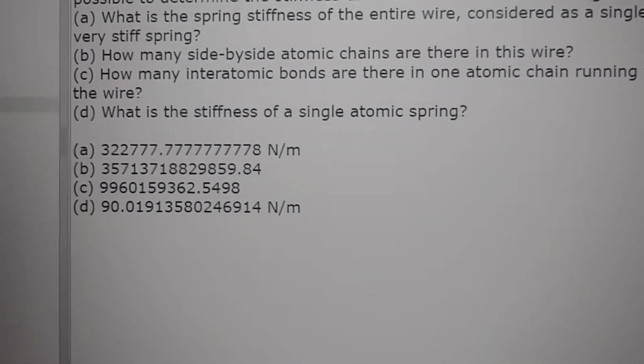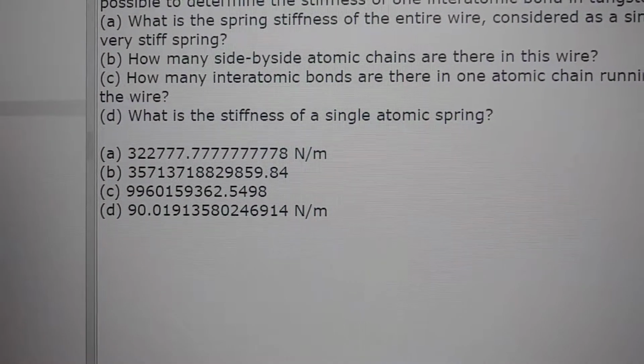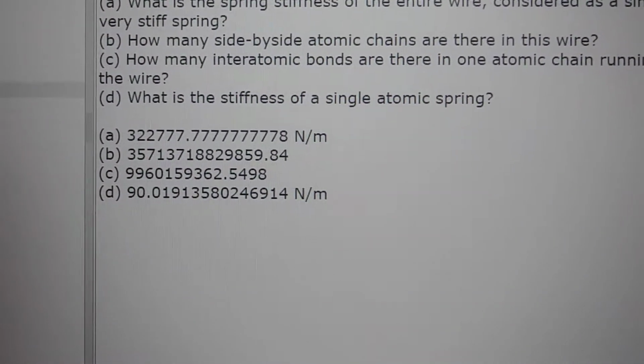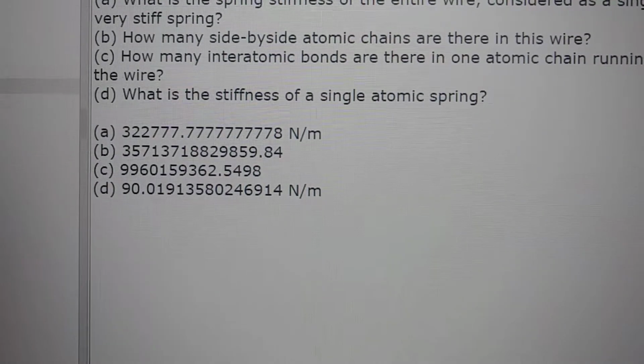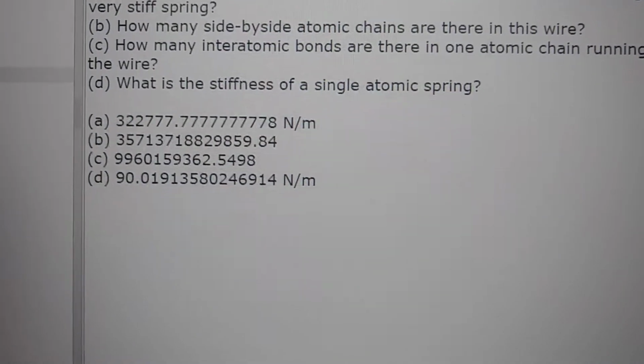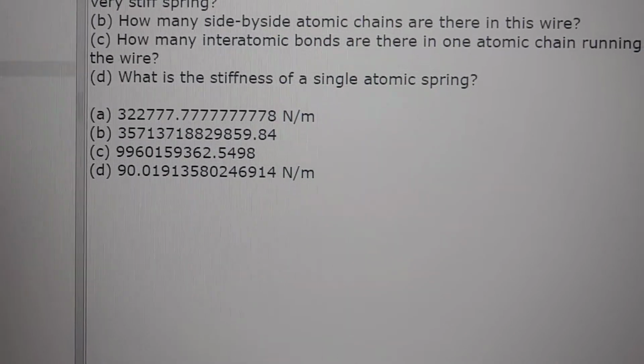Using this, we find that A is the stiffness of the wire, B is the number of chains, C is the number of bonds per chain, and D is the spring stiffness of one atomic bond.